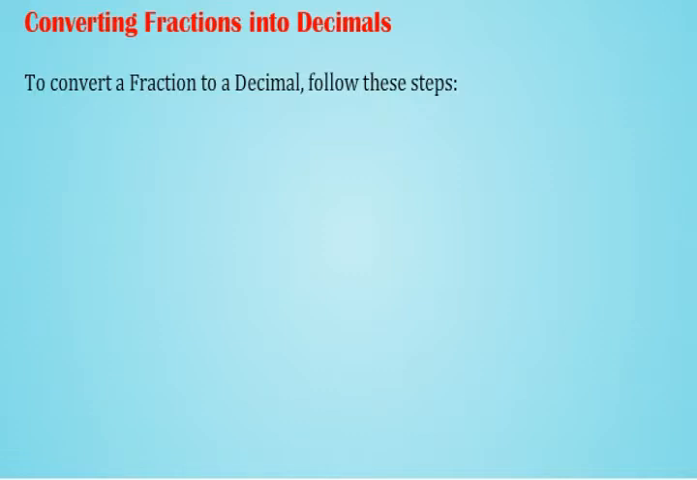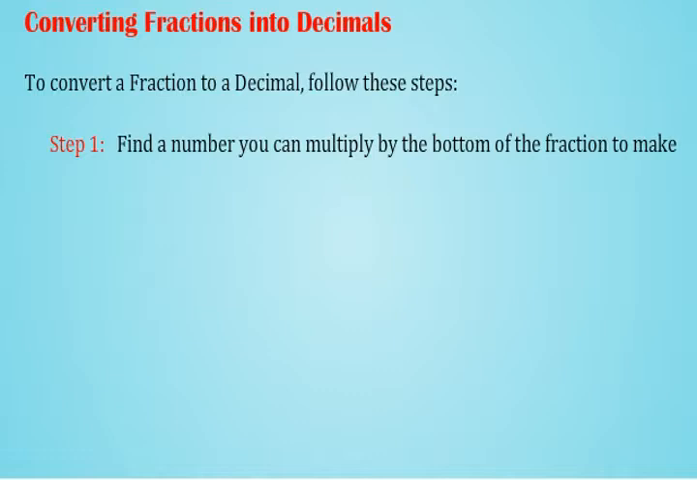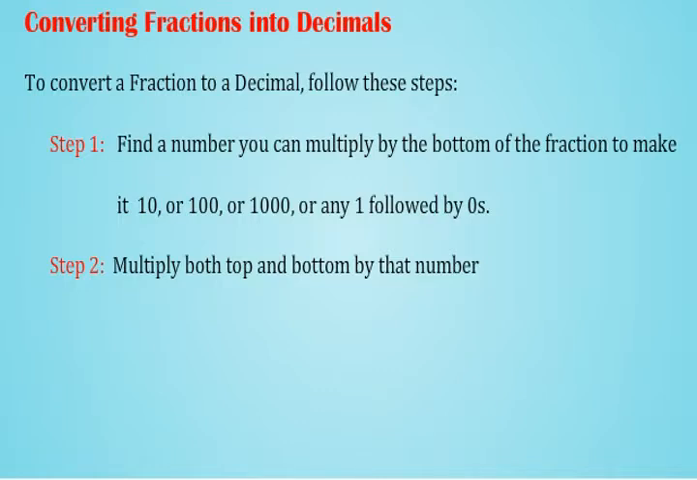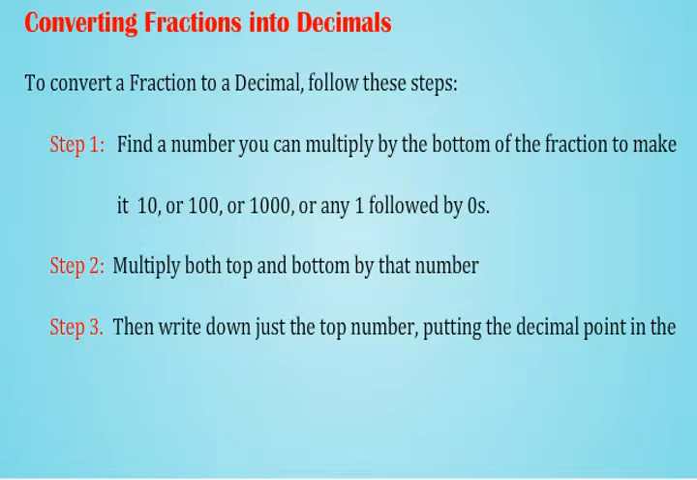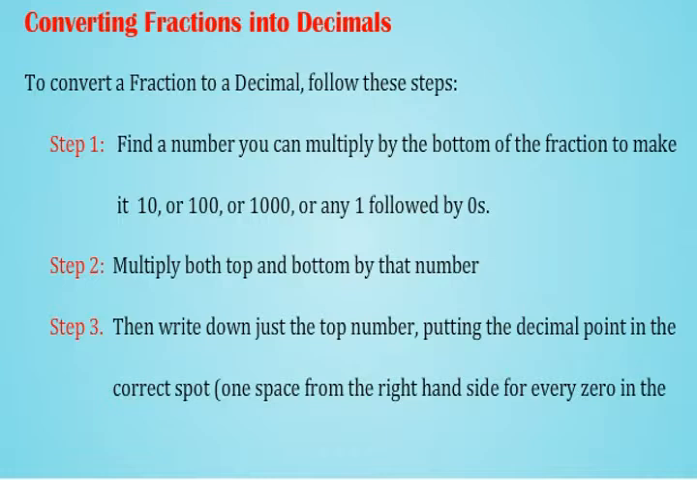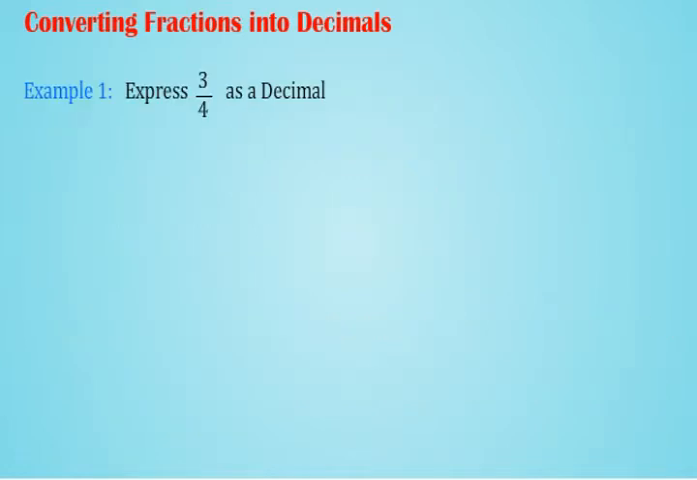Converting fractions into decimals. To convert a fraction to a decimal, follow these steps. Step 1. Find a number you can multiply by the bottom of the fraction to make it 10 or 100 or 1000 or any one followed by zeros. Step 2. Multiply both top and bottom by that number. Step 3. Then write down just the top number, putting the decimal point in the correct spot, one space from the right hand side for every 0 in the bottom number.